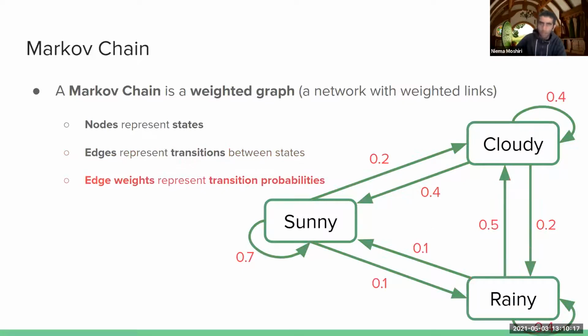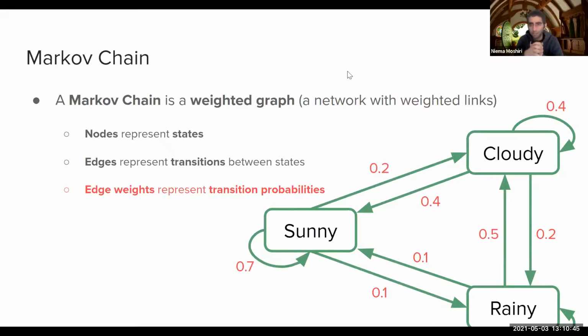And further, each of those transitions has some probability. So if today is sunny, there's a 70% chance that tomorrow is going to be sunny. There's a 20% chance that tomorrow is going to be cloudy. And then there's a 10% chance tomorrow is going to be rainy. So that's all a Markov chain is, just a bunch of states with all of their possible transitions with weights on them, probabilities. Any questions so far? Kind of makes sense?